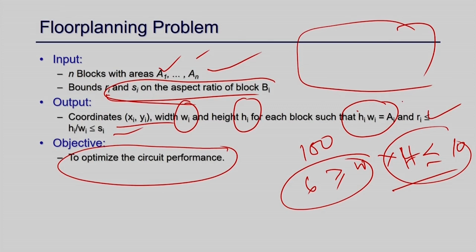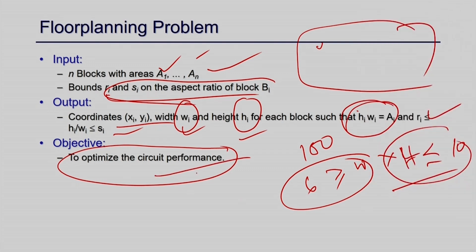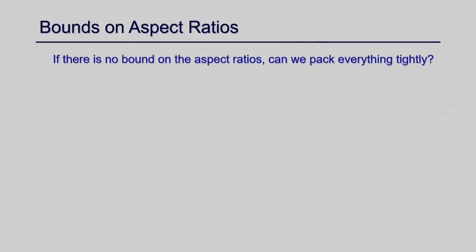So, with the coordinates of each block, you also find the aspect ratio, that means the width and height of each block, and try to finalize them. The total area should fit into the target area, and you have some optimization goal like optimizing the total area, or optimizing routability, interconnection cost and others. So, this is the floor planning problem.